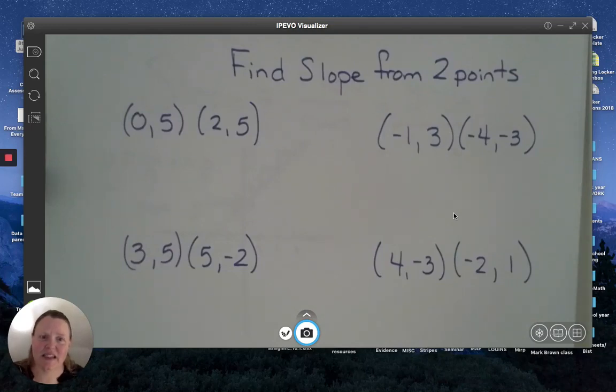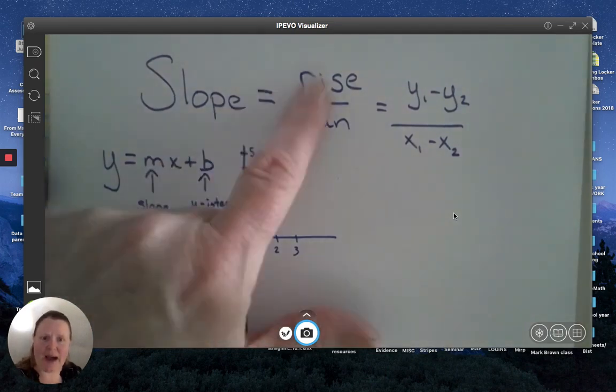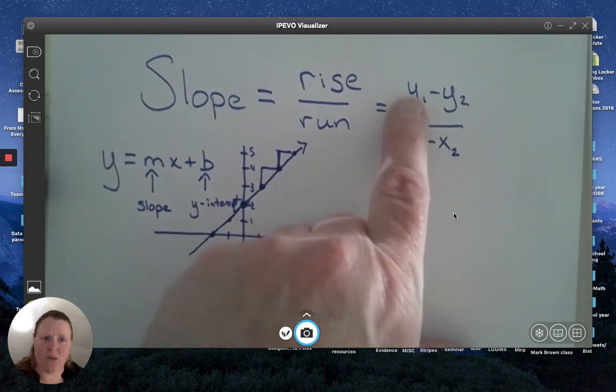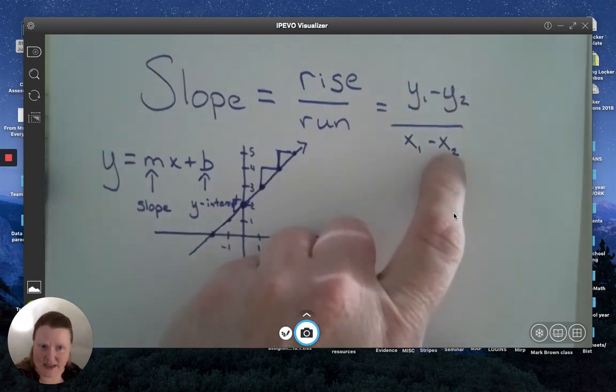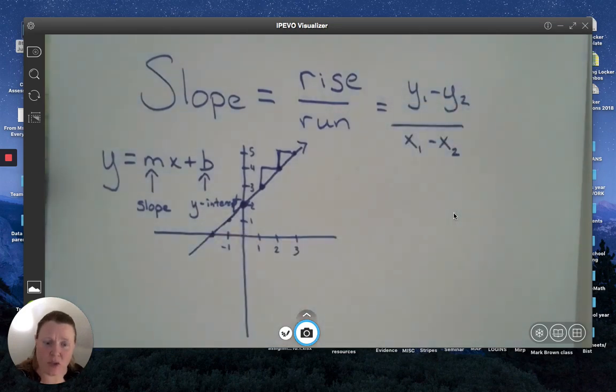Today we're going to find slope from two ordered pairs or 2 points. And so I've given a couple of examples that we're going to work through together. But before I do that, let me recap. Slope is the rise over the run, or the formula that we're going to use today is y minus y over x minus x. Notice that we have the little sub 1 and sub 2. That indicates ordered pair 1 and ordered pair 2, and I'll explain how we're going to do that.